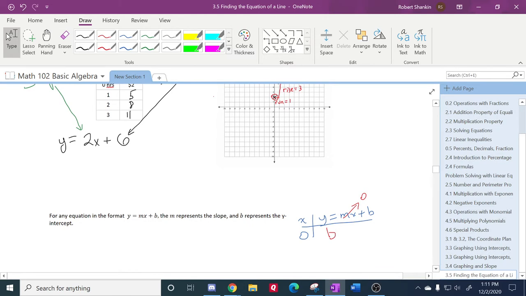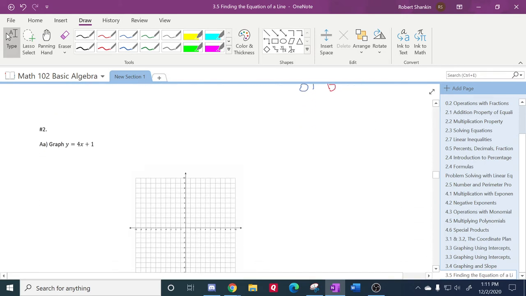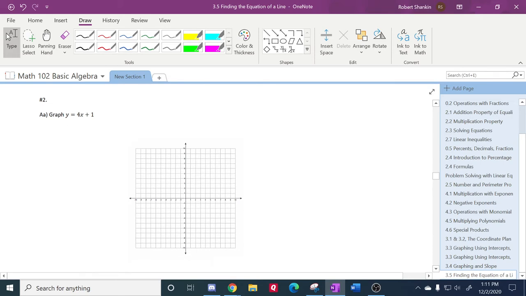Any questions? All right, so now let's use this really fast method. Graph y equals 4x plus 1. Let me give you a brief minute to get ahead of me.